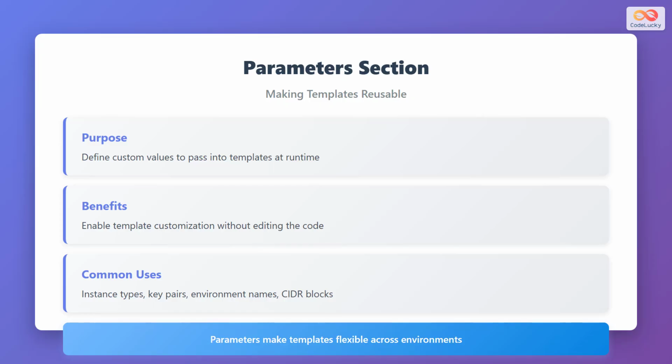The parameters section makes your templates reusable by defining custom values that can be passed into templates at runtime. This enables template customization without editing the actual code. Parameters are beneficial because they allow the same template to be used across different environments by simply changing input values. Common use cases include specifying instance types, key pairs for SSH access, environment names like development or production, and CIDR blocks for networking. Parameters truly make your templates flexible and adaptable.